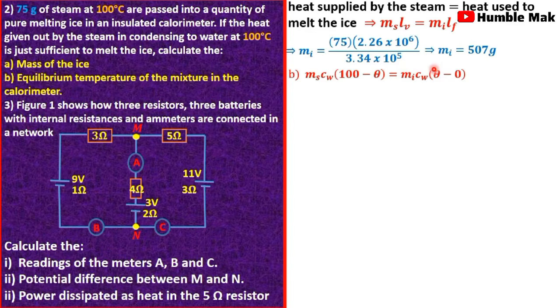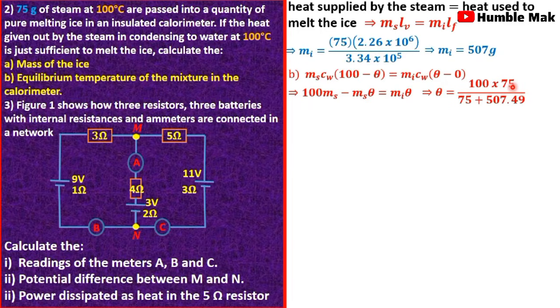Because when that ice receives some heat, initially it was at 0 degrees Celsius. So the change in temperature has to be given as theta minus 0 degrees. We have c_w on both sides, they can cancel. If we now make m_i theta the subject, we are going to have this. If we factorize and make theta the subject and simplify, plugging in the values, we are going to have theta equal to 100 times the mass of the steam. We have the answer to be 75.